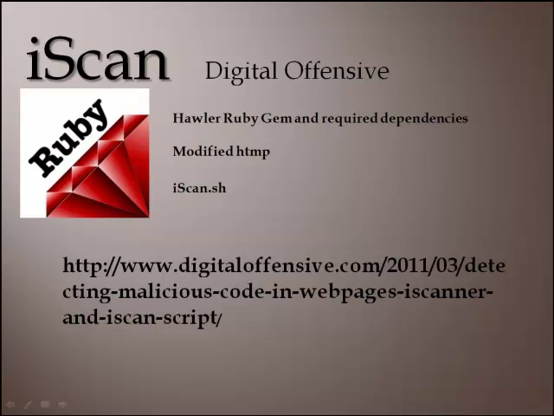I found iScan on the Digital Offensive website. The URL is displayed. iScan is also written in the Ruby programming language. You will need the Howler Ruby gem and any required dependencies installed, the modified version of HTMP, and iScan.sh. Detailed installation instructions are on the website. However, since updates to the Ruby library have been made, some tweaking needs to be done to get the program to run correctly. And how do I know this?